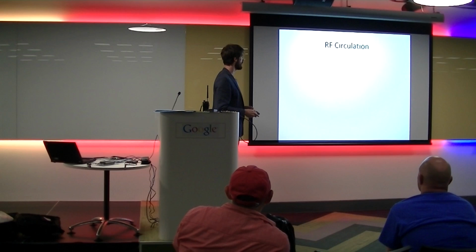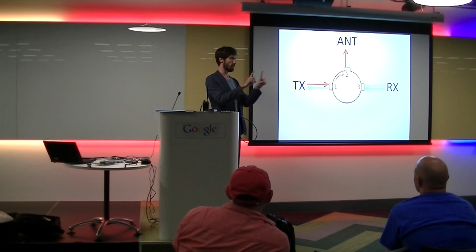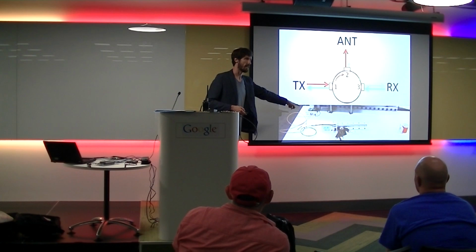And you can see that in a second, but to get it happening, if you consider that you have a separate transmit and receive port, then you can use a circulator to actually plug them into a single antenna that will now both act as a transmitter and a receiver.